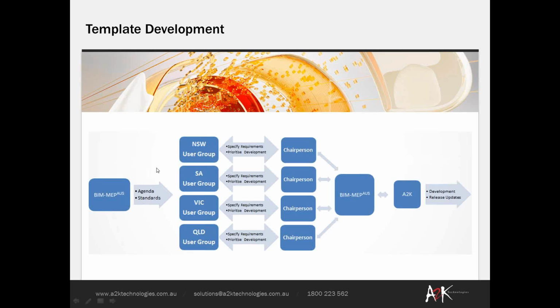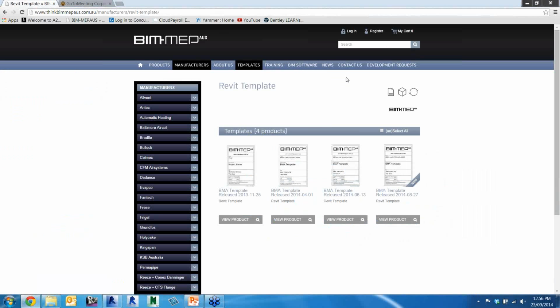Now, having explained that, it's worth mentioning that this is not the only way that feedback can come through. If you don't have the time or resource to attend the user groups, obviously a lot of you are quite busy, we understand that. There are other ways that you can give feedback. Obviously, you can just shoot us an email. There's actually an area on the website where you can give us some feedback, the development requests tab here.